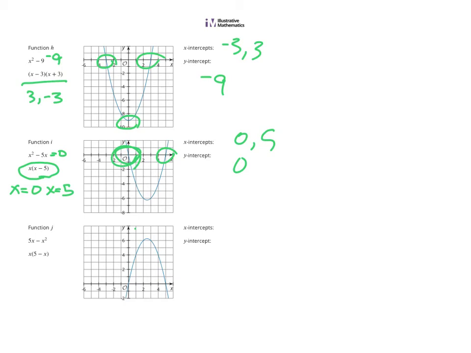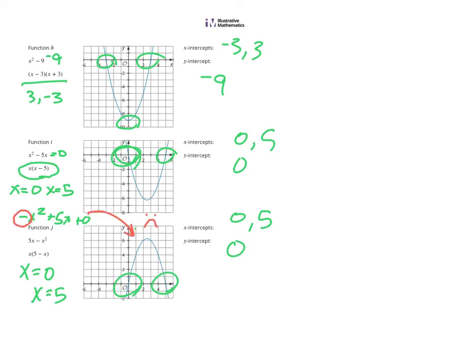Again, I'm going to rewrite that, -x squared plus 5x plus 0, so my y-intercept is 0, and same thing, 0 and 5. The difference here is very important, which we are going to review again. Function j, I have a leading negative, which makes for an unhappy parabola. Function i, I have a leading positive, which makes for a happy parabola. Okay, that's important.